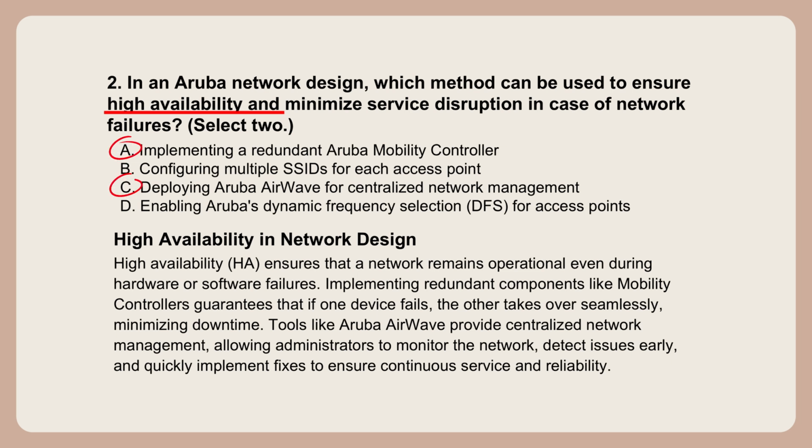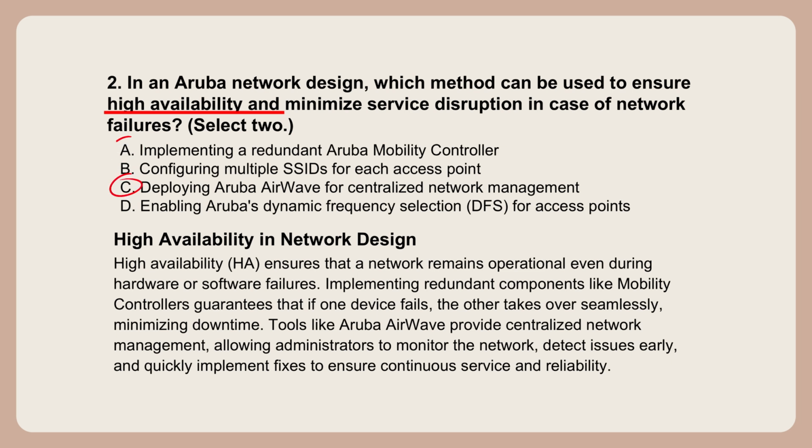So let's take a quick look at the other options, just to be thorough. Configuring multiple SSIDs for each access point. Now that's just about creating separate Wi-Fi networks from the same physical access point. Exactly. It's a good way to segment users or traffic, but it doesn't really add any redundancy to the network's core infrastructure. Right. If the controller goes down, all those SSIDs go down with it. Exactly. They're all still tied to that central point of control.